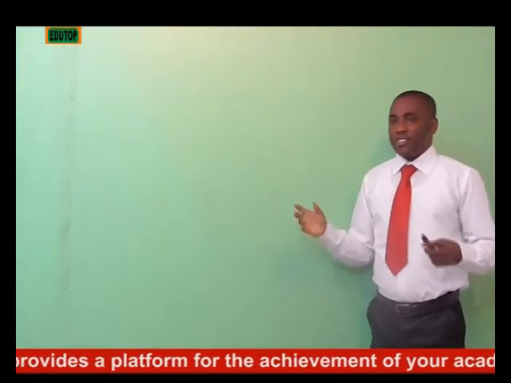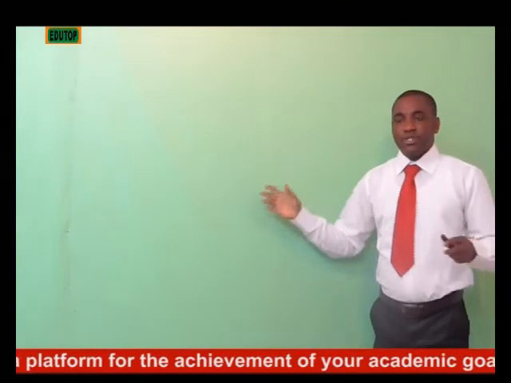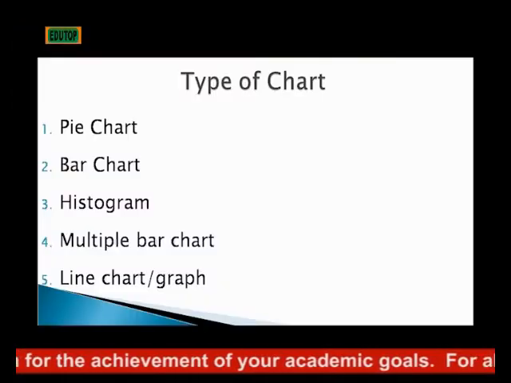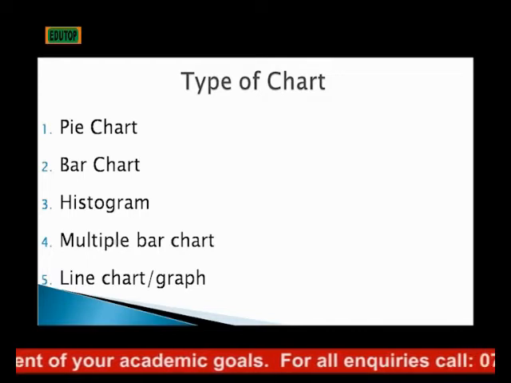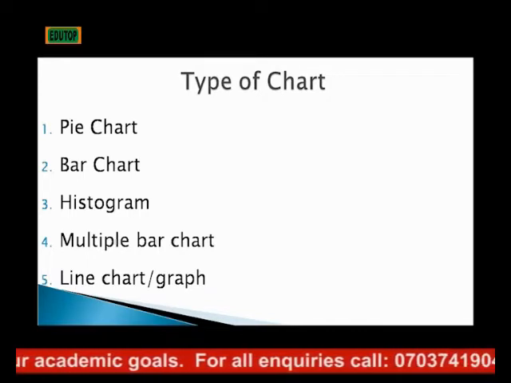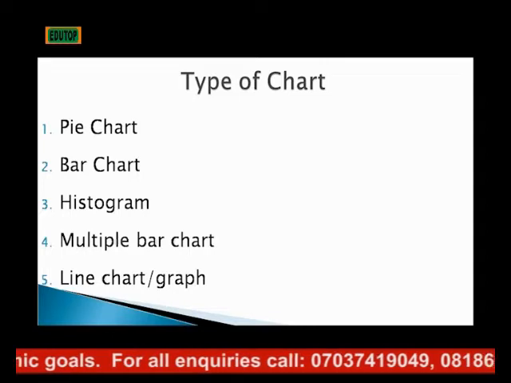But for graphs and charts, we have different types. These are the types. We have pie charts. The next one, we have bar charts. We also have histograms. We have multiple bar charts. We have line charts, and so on. Let's take them one by one.